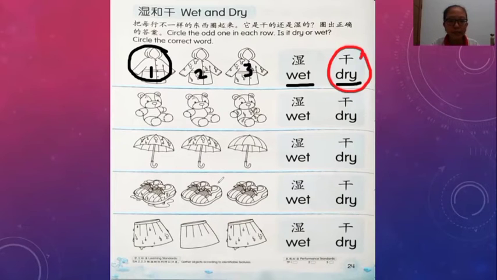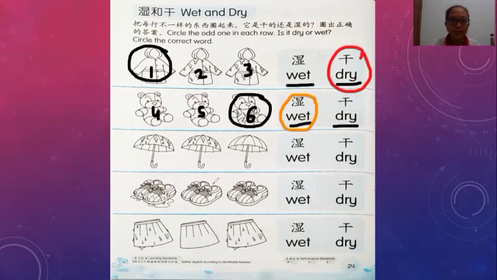Okay, and then next I will write number 4, number 5, and number 6. That teddy bear, okay, boneka beruang, right? Teddy bear. So find the odd one. Cari yang mana yang berbeda, yang tidak sama. Number 6 we will circle, and then that teddy bear is wet or dry. It's wet, right? Basah, we will circle wet like that.